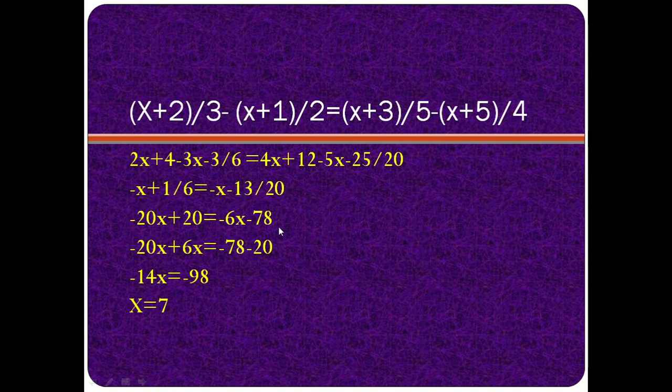So cross multiplying, 20 into minus x, minus 20x, 20 into 1, 20, so minus 20x plus 20 is equal to 6 into minus x, minus 6x, 6 into minus 13, minus 78. So minus 20x, then 6x we are taking to the right hand side, is equal to minus 78, and this 20 is going to the right hand side, minus 78 minus 20. So minus 14x is equal to minus 98. Therefore, x is equal to 7.